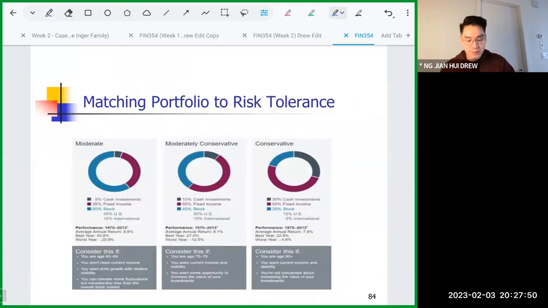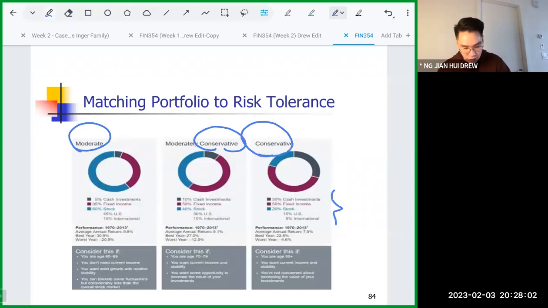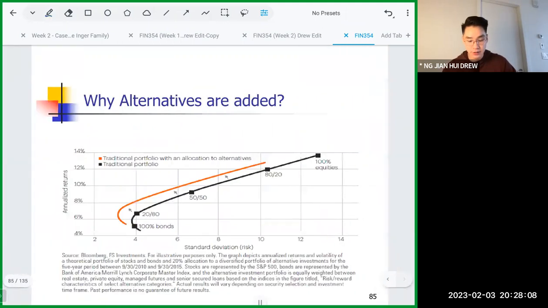This is basically some generic or typical kind of allocation based on risk, whether you're aggressive, moderate, or conservative. So these are the kinds of allocations that we typically do, right? Just for you to read through.